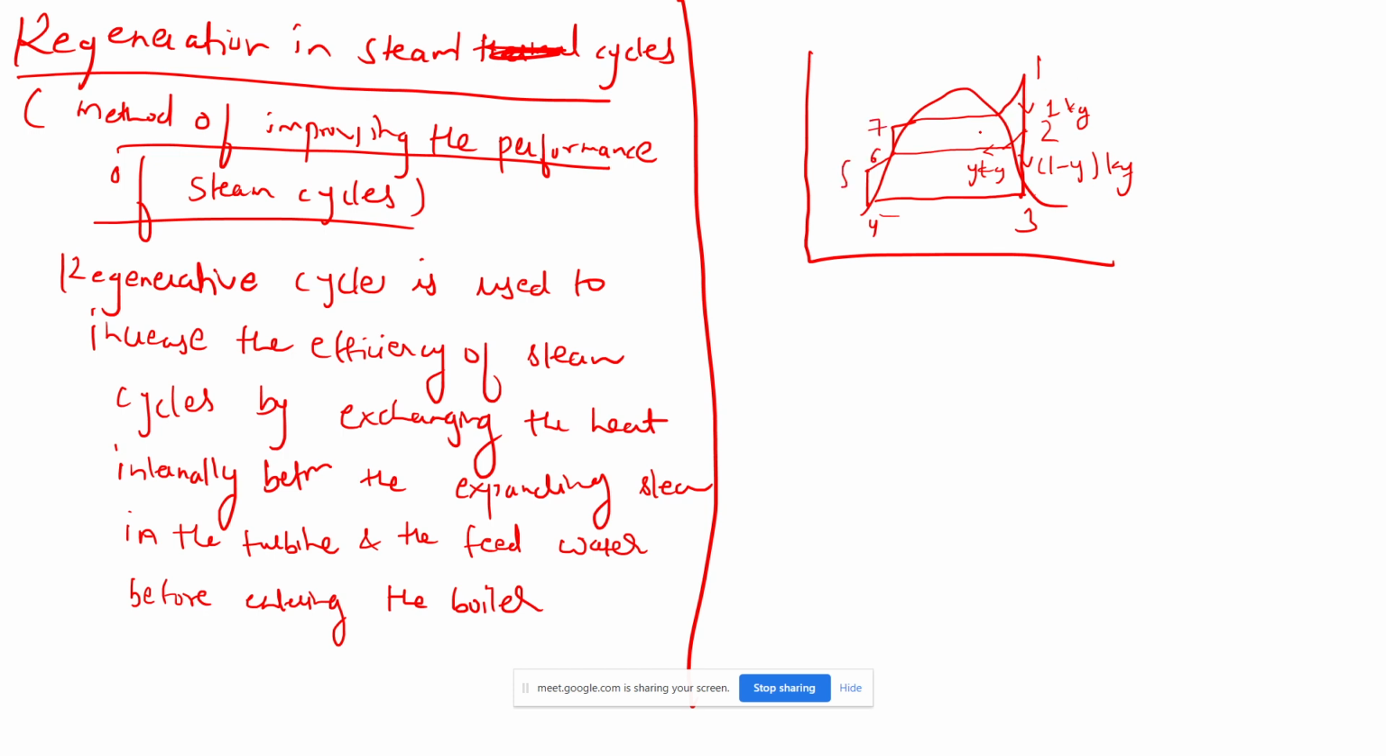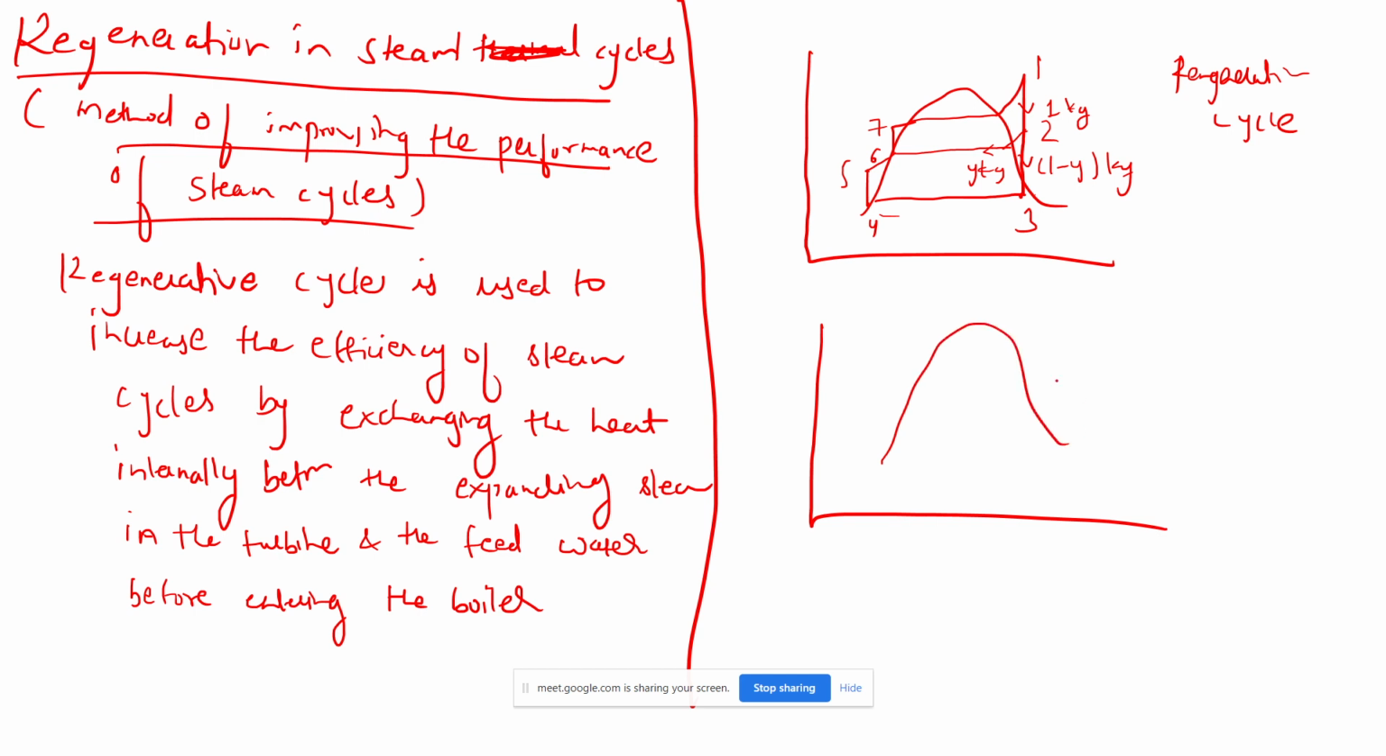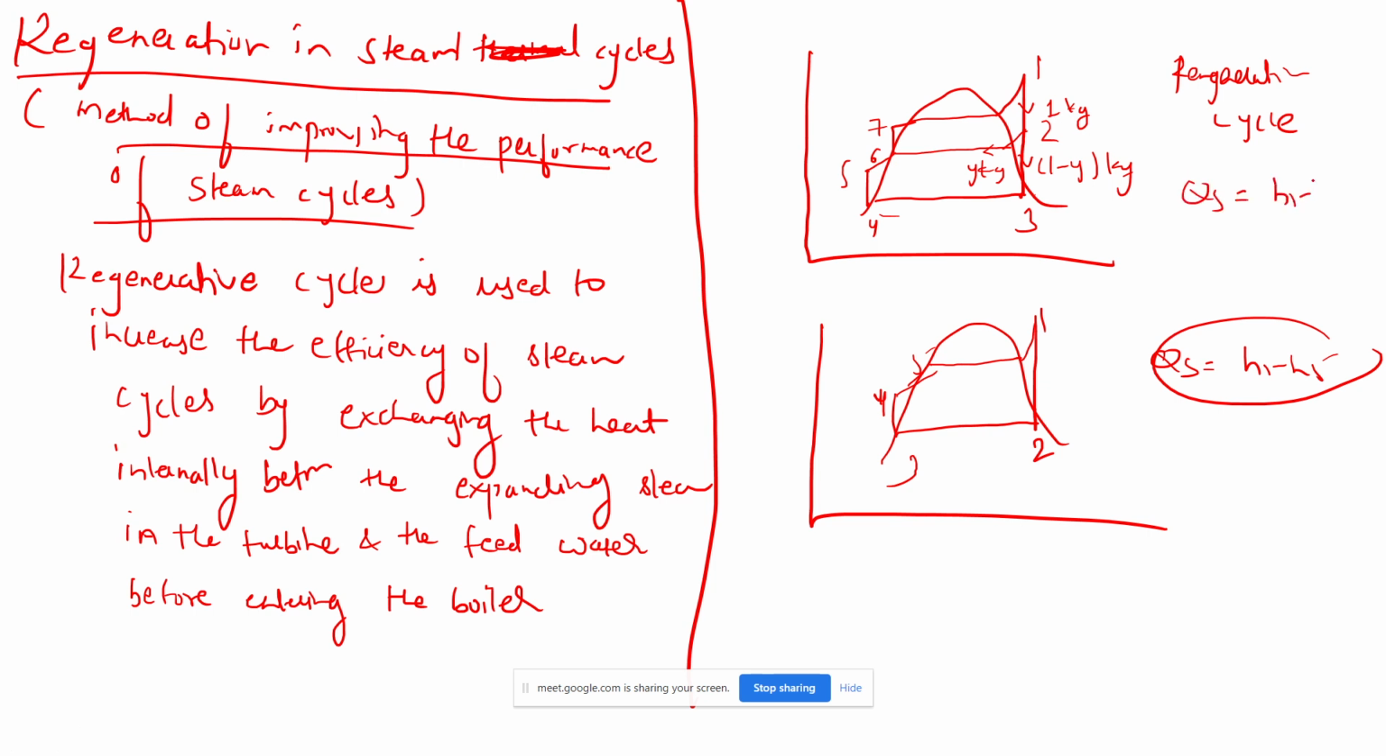So previously, this is the regeneration cycle, and what is the normal Rankine cycle? Suppose we are utilizing the same superheated region. This is 1 2 3 4 5. Okay, so the heat addition, heat supplied, will be H1 minus H5, but here in the regeneration cycle, QS is H1 minus H7.